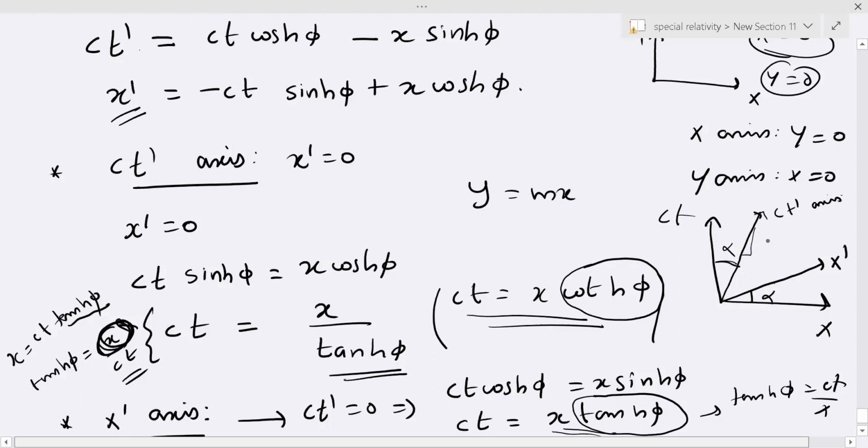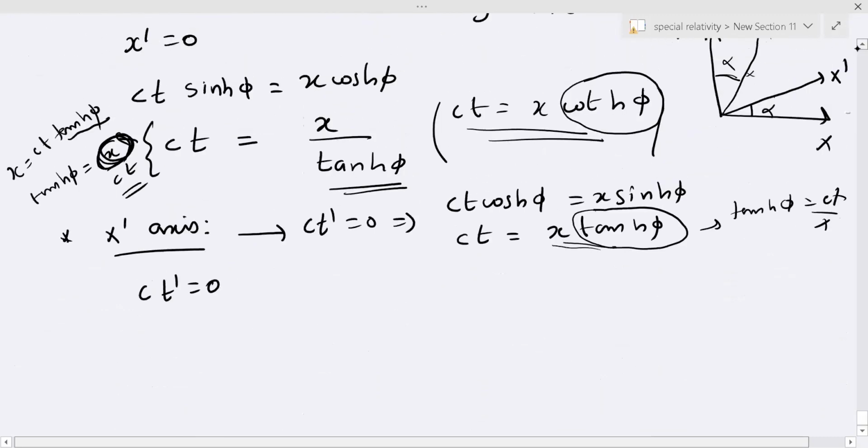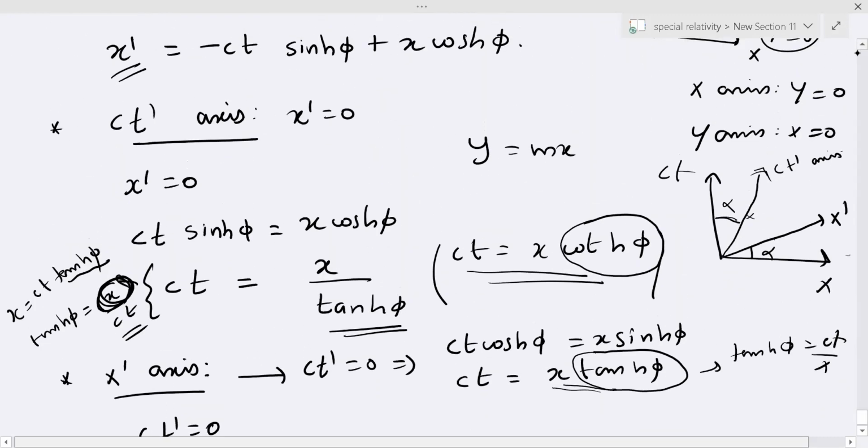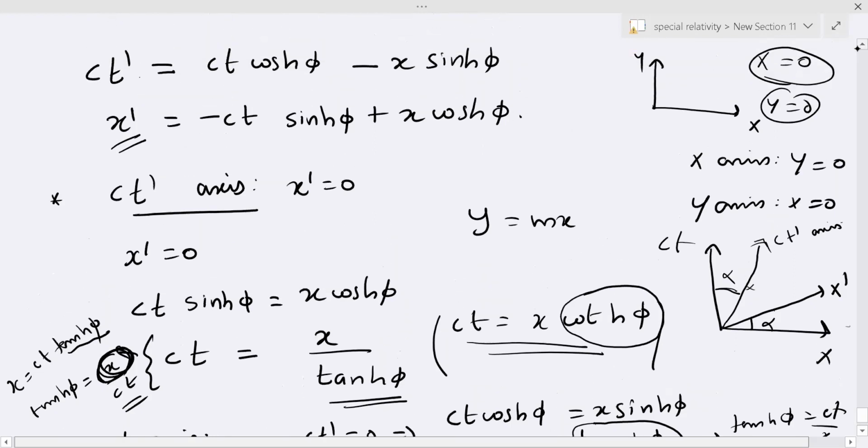Because here CT prime by x equals CT by x equals 1 by tanh phi, and it's exactly the mirror of this. Is this clear? These both are straight lines with exactly the same numerical slope with respect to different axes. The slope tanh phi is with respect to the CT axis in this case, and with respect to the x axis in the other. The slope is exactly the same.